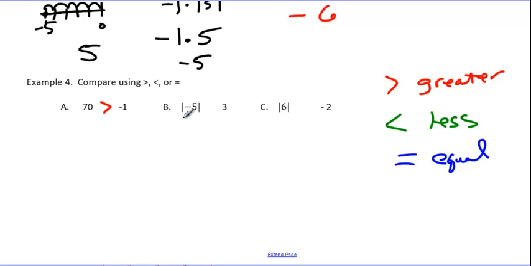Alright? Looking at B, you may think, well, this is less than because negative 5 and 3 is bigger. However, you have to do the absolute value of negative 5, which we already said in the previous example, you can still see it over there, is positive 5. So I'm comparing 5 and 3, and once again, we're greater than it. Okay, and finally, the last one, I have the absolute value of 6. The absolute value of 6 is still 6, and we're comparing that to negative 2, and once again, we have greater than. Alright? Okay, so let's move on.